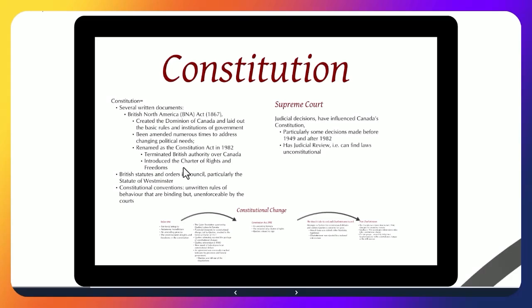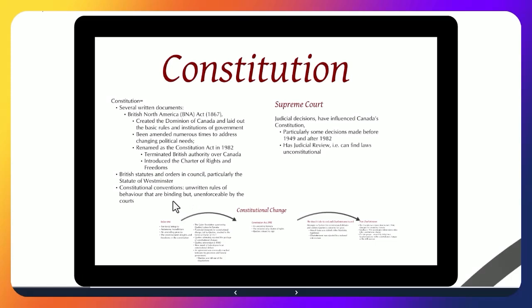There are also British statutes and orders in council, particularly the Statute of Westminster. And finally, there are constitutional conventions. So not only did Canada import a series of statutes and the principle of governance from the United Kingdom, it also imported the tradition of having unwritten rules inform the constitutionalized practices of government.